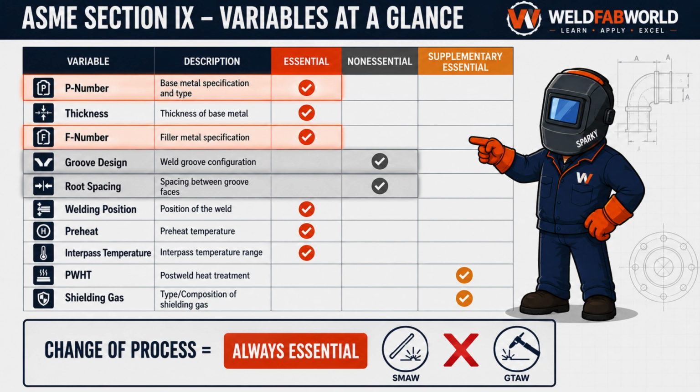Here's what that looks like in a real table. Look up any process, and you'll see P number, F number, and A number always marked essential. Change your base metal or filler metal group, and you're requalifying. But groove design, backing type, and root spacing are typically non-essential. Tweak those, and you just update the paperwork. And one rule holds across every single process table with no exceptions. Switch from one welding process to another entirely, and that's always essential.